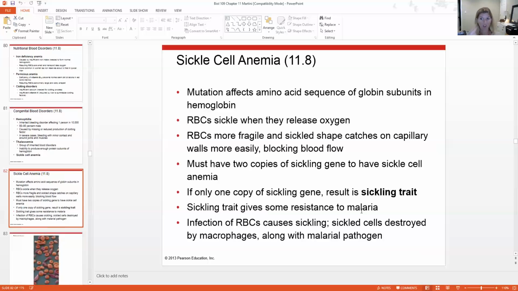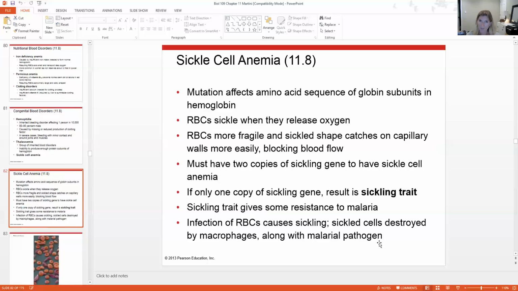They're more shaped like a crescent moon. They're very flexible, easily broken. They can actually get stuck in blood vessels and block blood flow. So that can be very dangerous. Now, some people have 2 copies of the sickling gene. If you have 2 copies of that sickling gene, then you're going to have sickle cell disease.